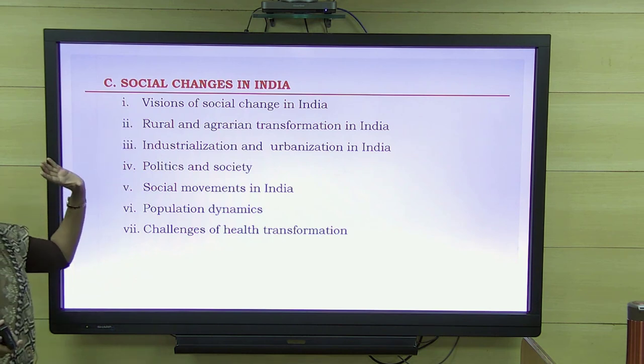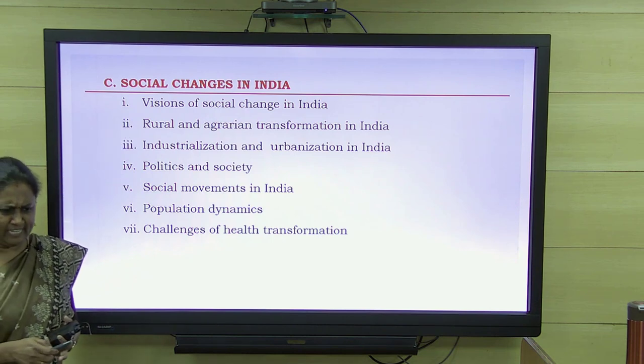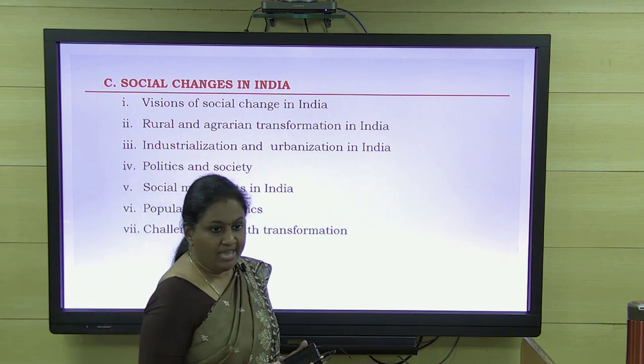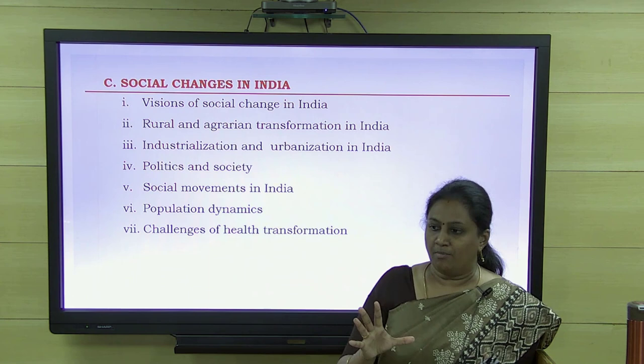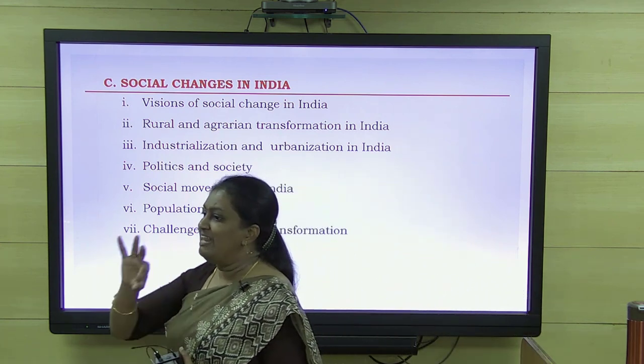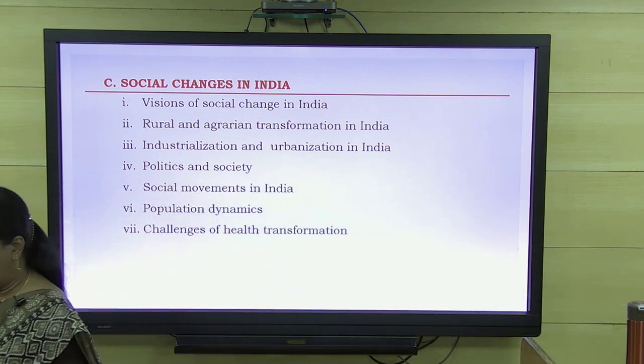And rural and agrarian transformation. So you would have heard about certain things. No, PM Kisan scheme. In PM Kisan scheme, 6,000 rupees directly to the farmer, the government is giving in three installments of 2,000, 2,000, 2,000.